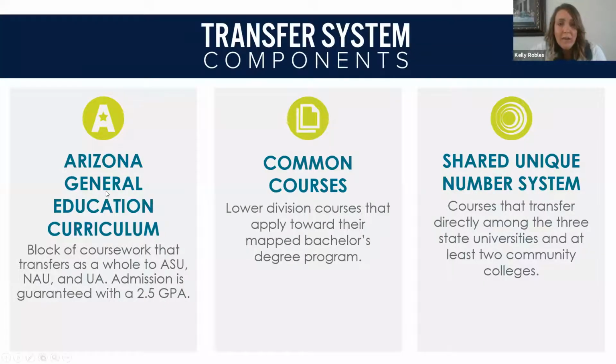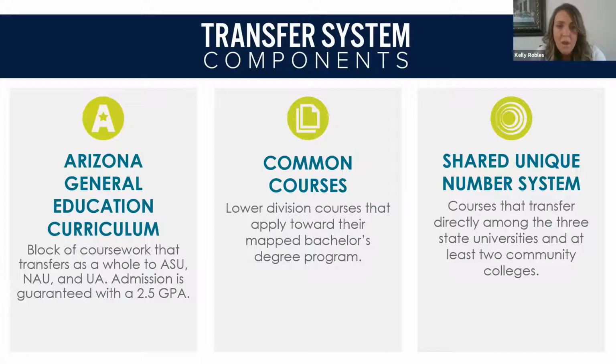The AGEC, the Arizona General Education Curriculum, is a curricular structure that was designed by this group back in the early 90s. The AGEC, there are 3 versions, the AGEC A, the AGEC B, and the AGEC S. Those courses fill a block of 35 to 38 credit hours that when completed at the community college guarantee admission to ASU, NAU, and U of A, as long as that AGEC is completed with a 2.5 or better.